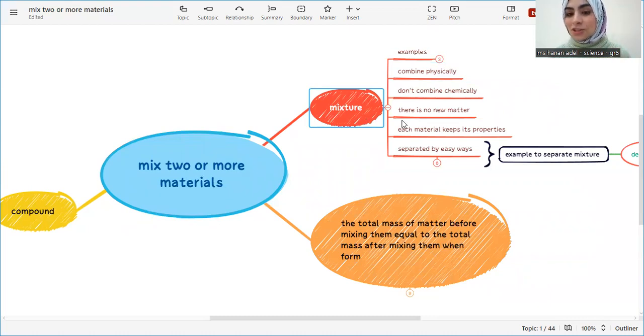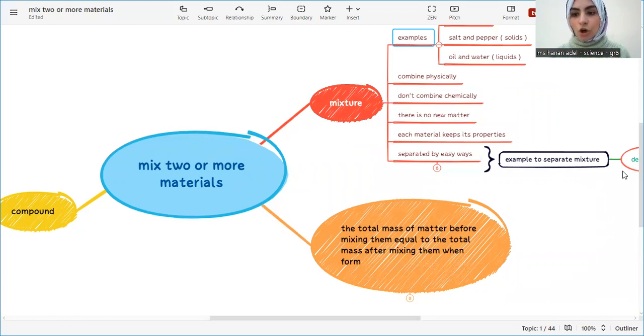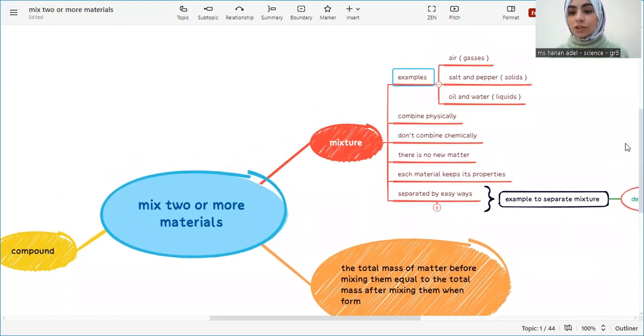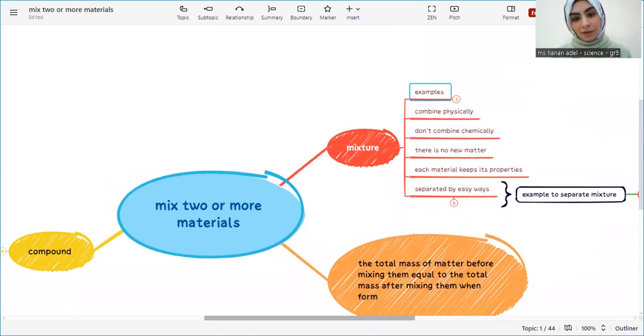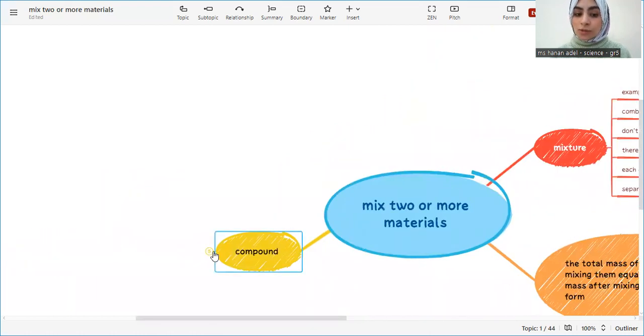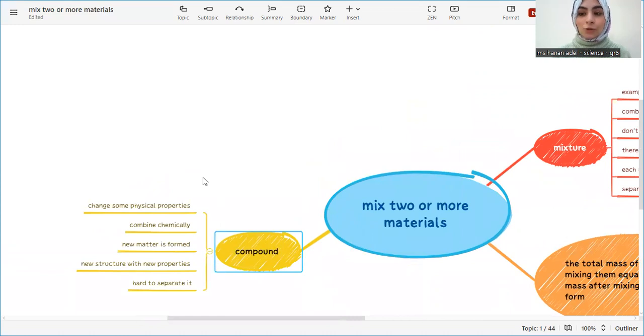Each material in the mixture keeps its own properties. Like what mixture? Like a mixture of gases like the air, a mixture of solids like salt and pepper, a mixture of liquids like oil and water. These are some examples of mixtures here. This is the mixture. What about if I mix two materials and they give me a new, different substance with different chemical properties? So they combine chemically together and they give me another structure, a new matter with another structure here. So this is a compound here.